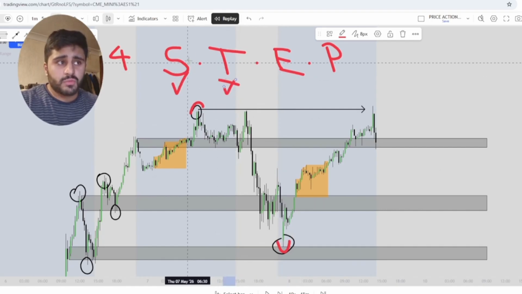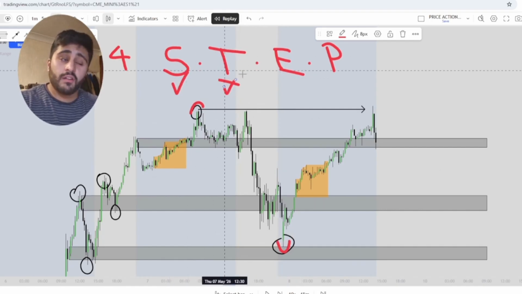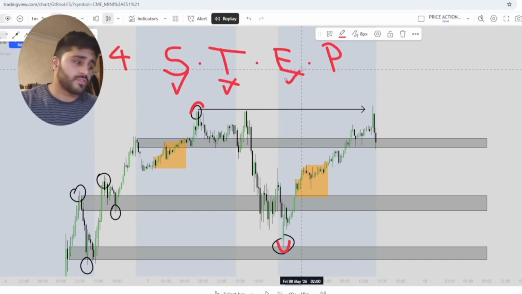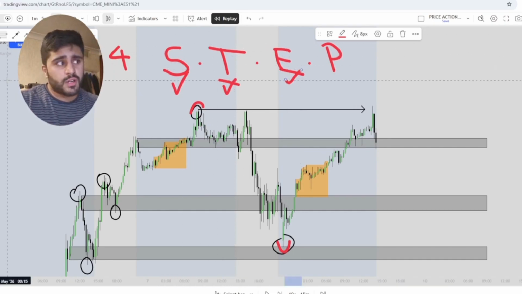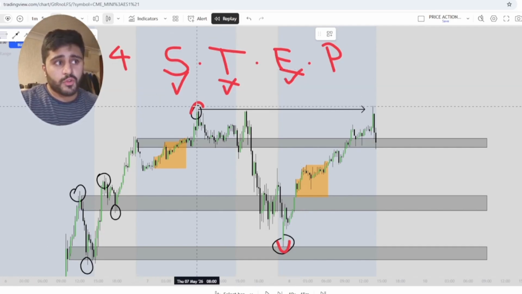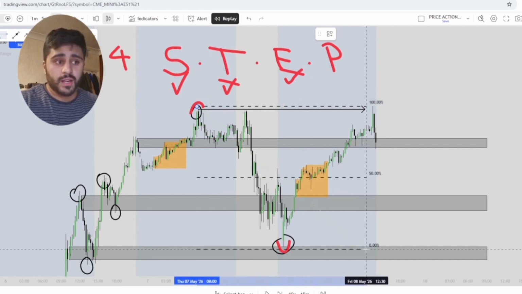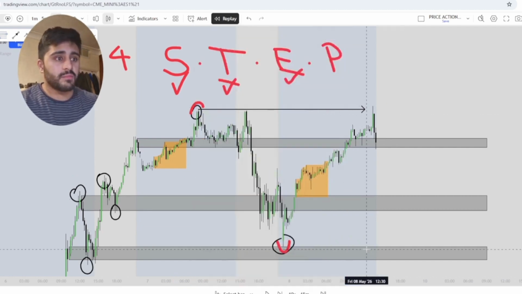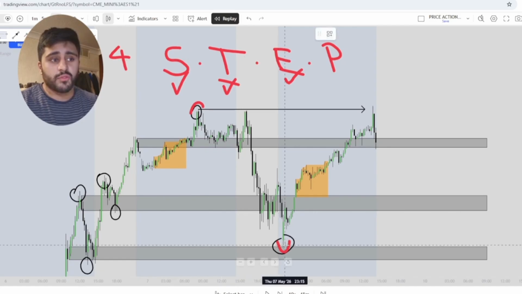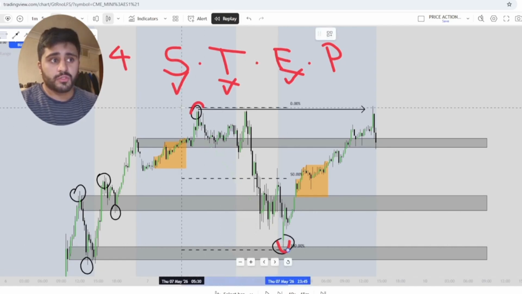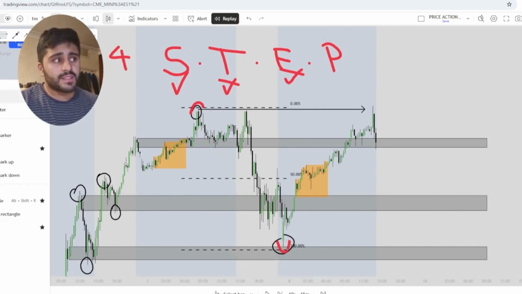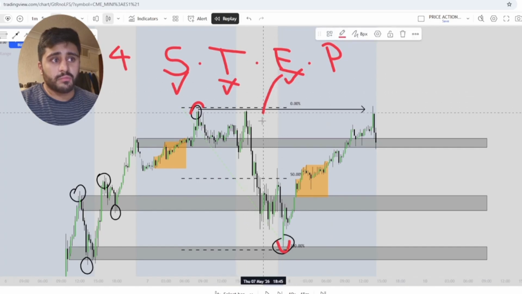Now, after T, we move on to E. E stands for equilibrium. Once you've got your targeted liquidity, you simply want to project the fib from the high down to the low, or, same thing, you can project it from the swing low up to the swing high. What the E stands for is the equilibrium. This 50% here is the equilibrium.